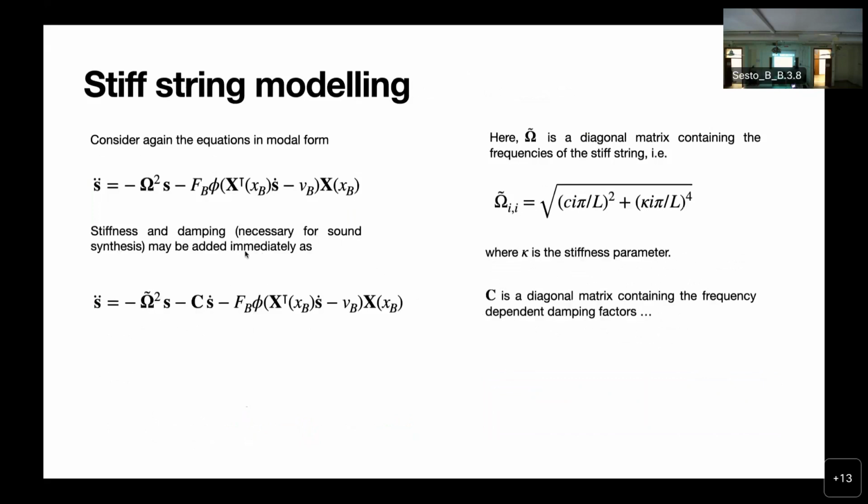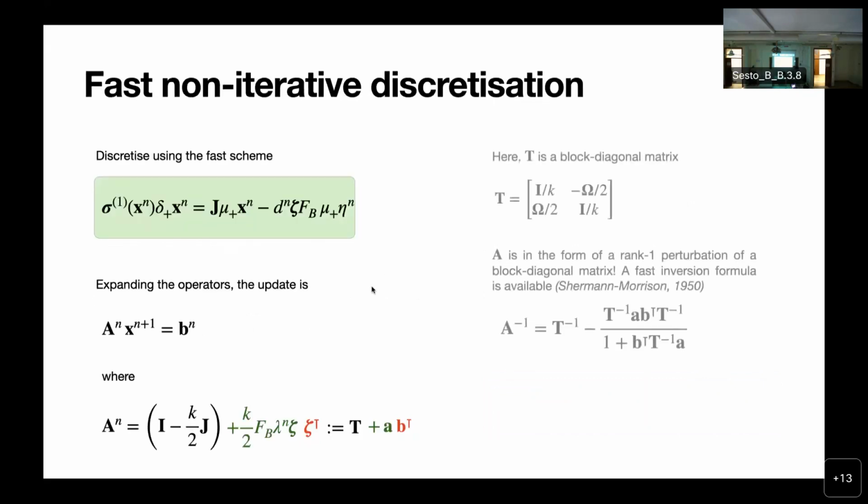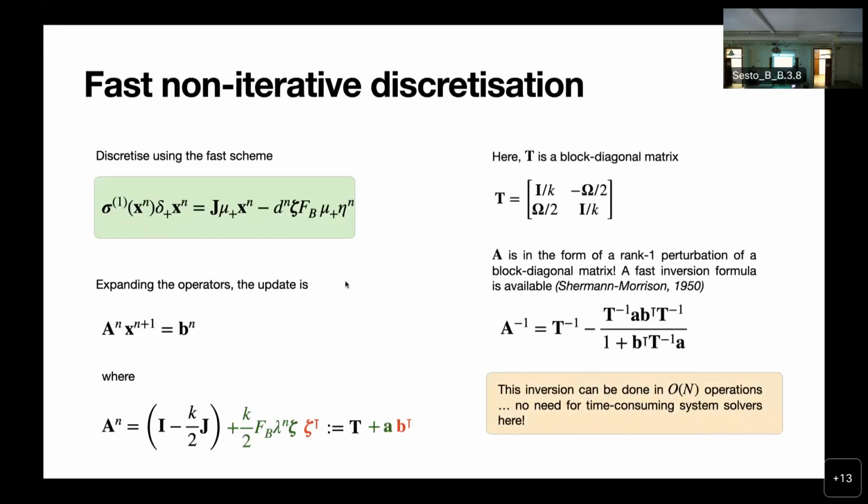What, by one, you mean that there is just one line along the diagonal that's not zero? So here, this is your update equation, yeah? Yeah. So A is a matrix, x is a vector that is unknown, and b is a vector that is known. So in order to compute x, you need to invert A. But A turns out to be in the form of a block diagonal matrix T plus a rank 1 perturbation, a times b transpose, those are vectors. Okay. So for that, there is a very fast inversion formula.